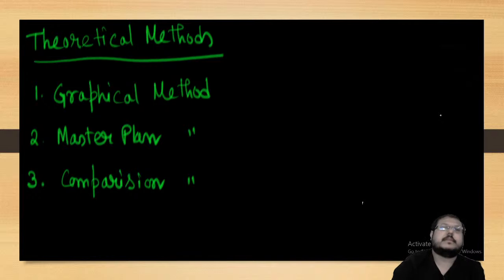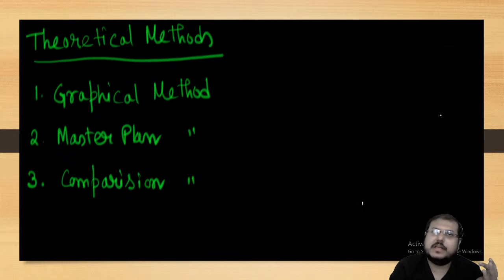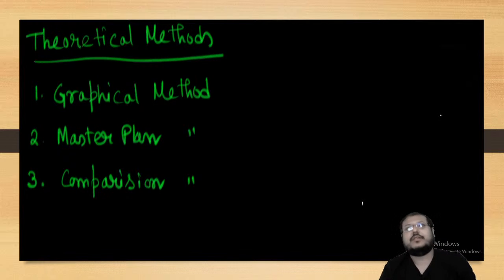Now, apart from these five methods that we have seen, arithmetic mean method, geometric method, incremental increase method, decreasing growth rate method, and logistic curve method, which are mathematical or statistical inclined methods, there are three theoretical methods: graphical method, master plan method, and comparison method. I'm just briefly explaining them.